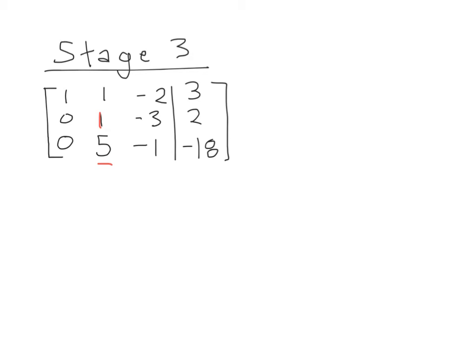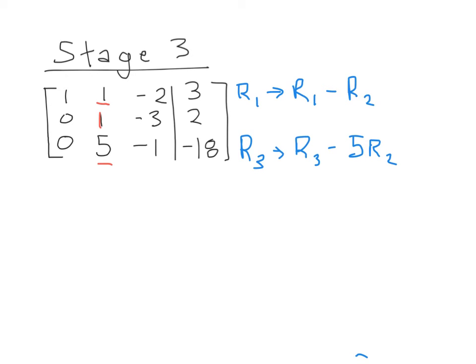For RREF, we also want zeros above. So we took row 3 and changed it. We did row 3 becomes row 3 minus 5 times row 2, same as before. But now we would also do something to row 1. We would make row 1 become row 1 minus row 2. Again, using that leading 1 to make the 0 above.